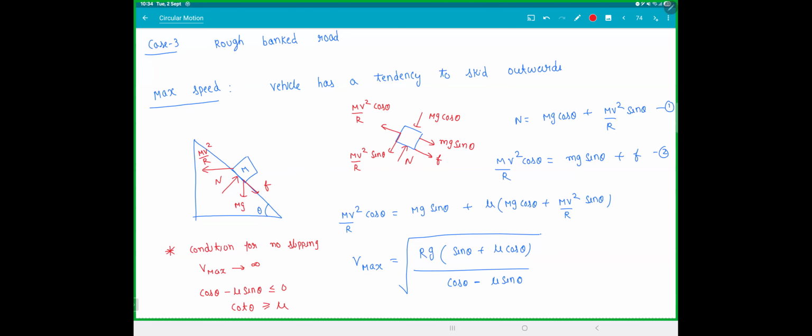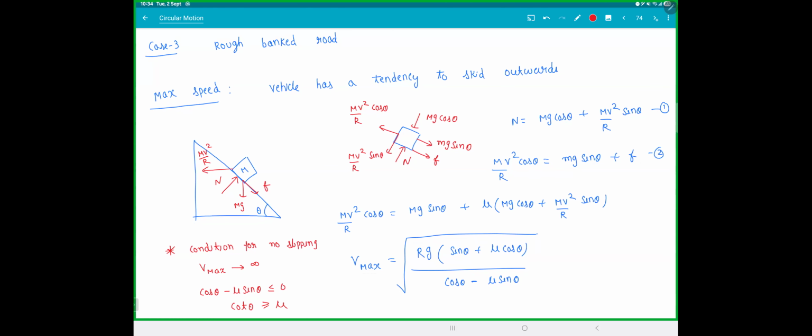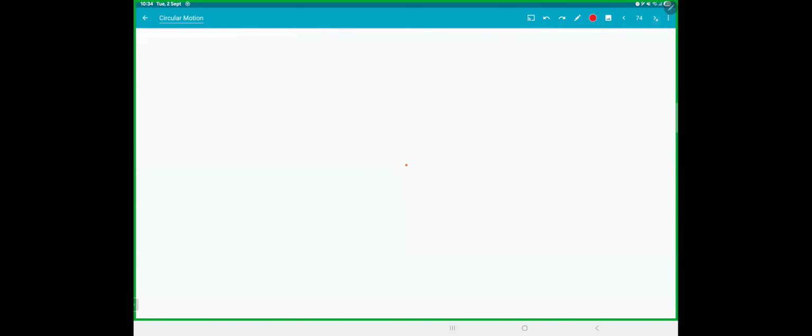That's another pretty good question. Why don't we find the condition where the vehicle never slips? If you make cot theta greater than mu, the vehicle, no matter how fast you go, will never slip. Clear with this? Again, just look at the FBD. I just divided the components and I equated them. This is the condition for the maximum speed. You can't go faster than this.